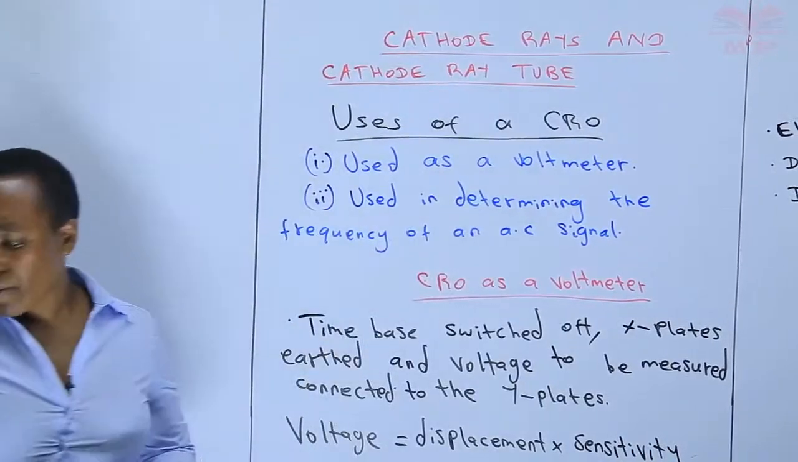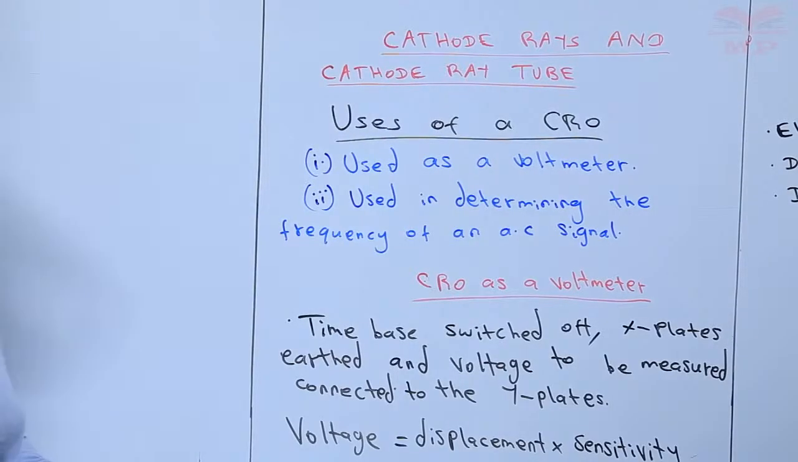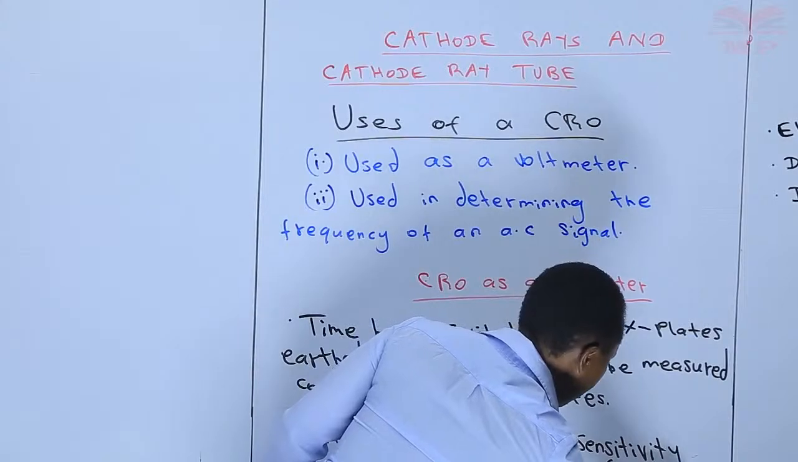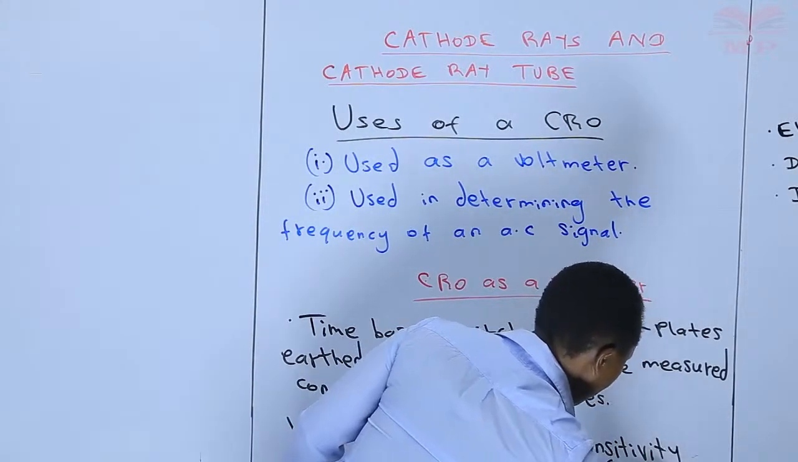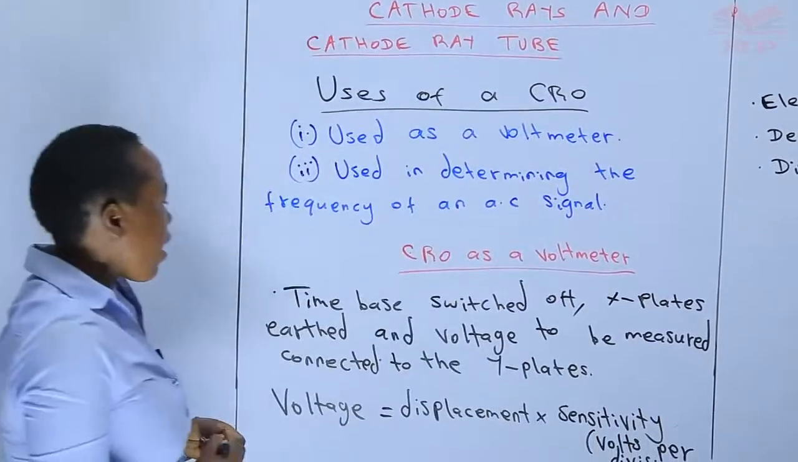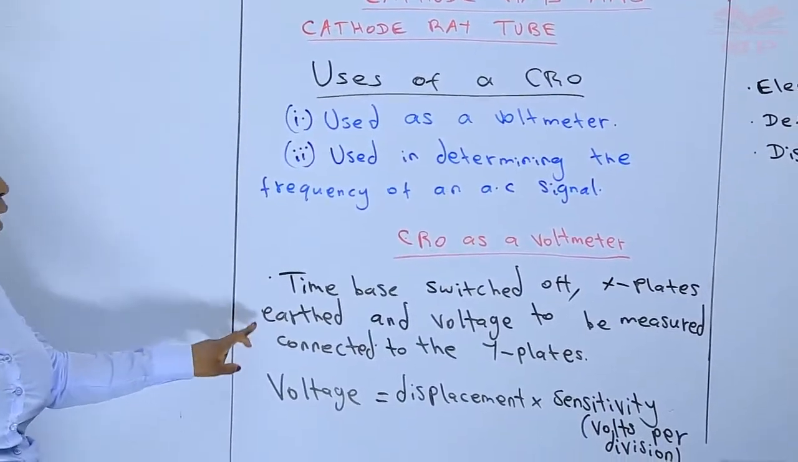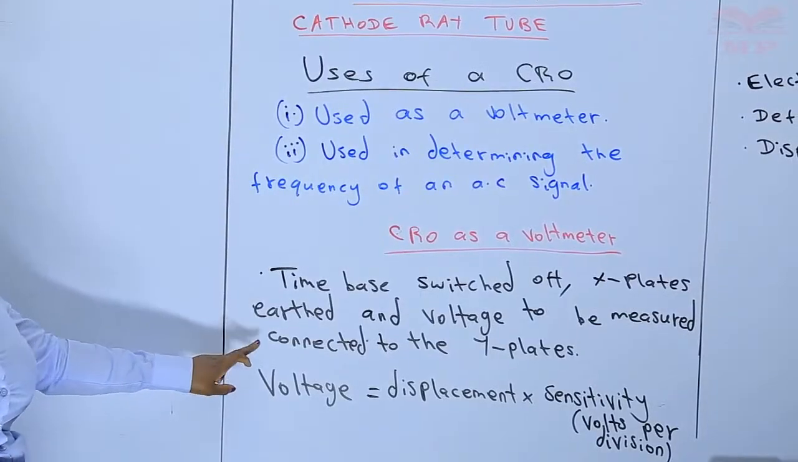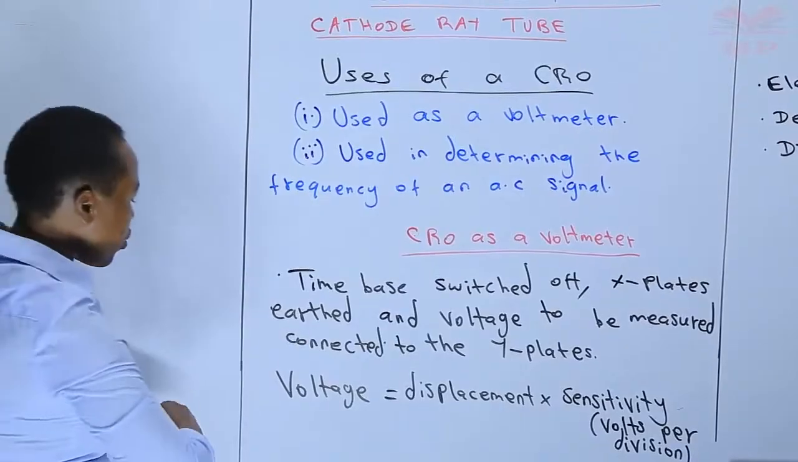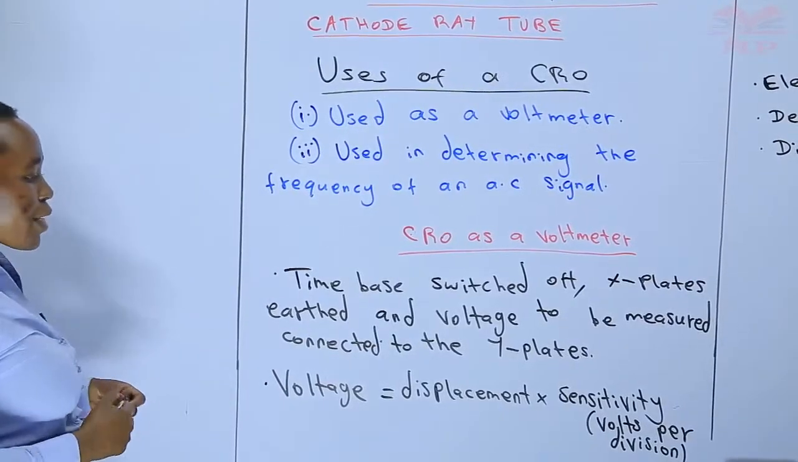And in the sensitivity, that is simply the volts per division. So when we have the time base switched off, the X plates at zero, and the voltage to be measured connected to the Y plates, then we can calculate the voltage as displacement.